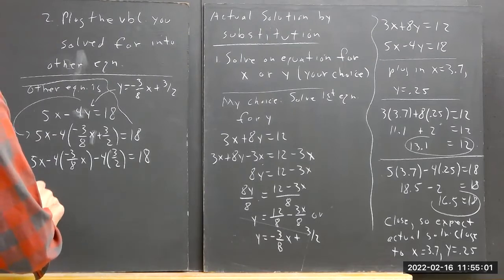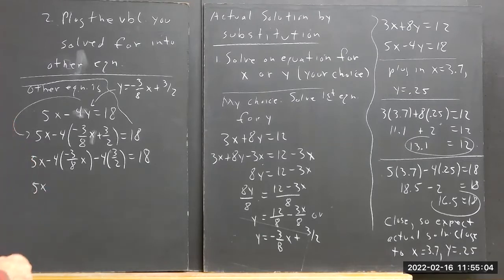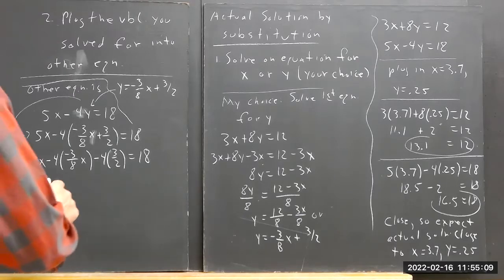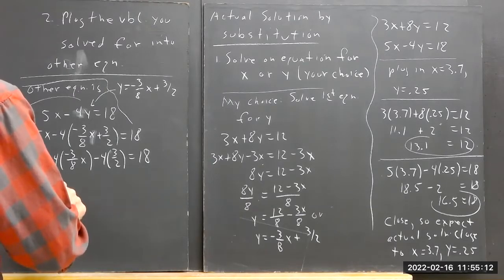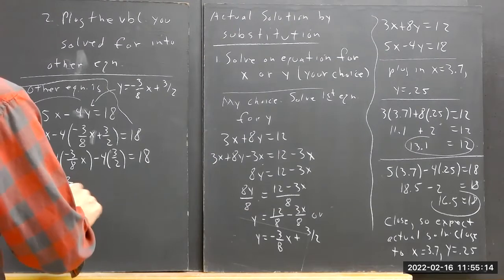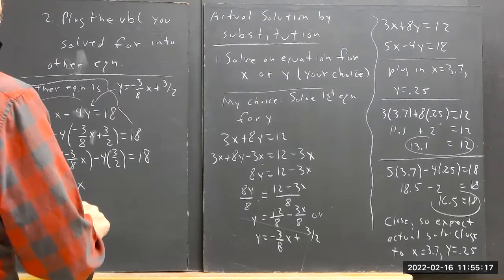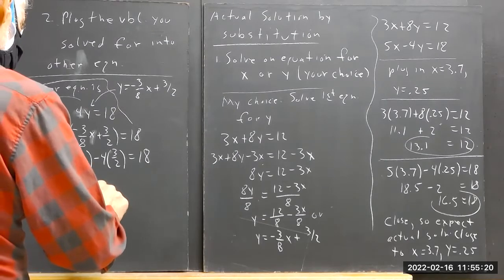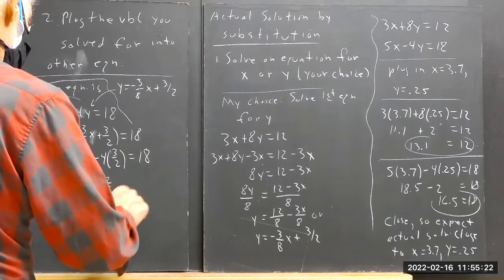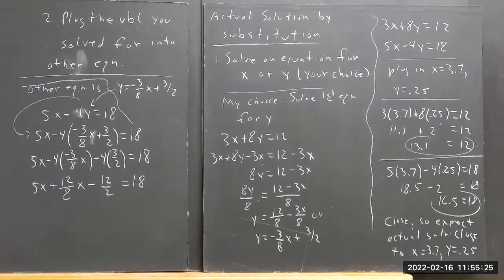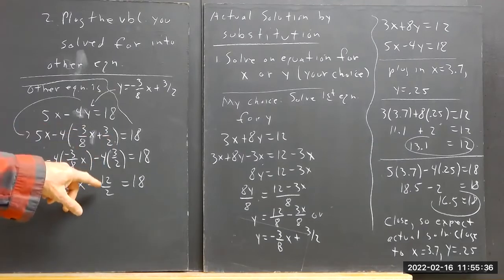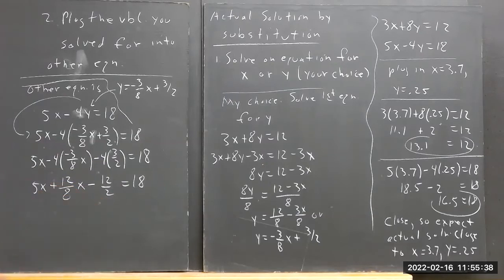And then through the magic of fractions, I'm not going to go through the details, but well, yeah, I guess I am. You're going to get 5x plus 12/8 x minus 12/2 equals 18. You know how to multiply fractions. 4 over 1 times 3 over 8 gives you 12 over 8, and negative 4 times 3 over 1 times 2 gives you negative 12 over 2.